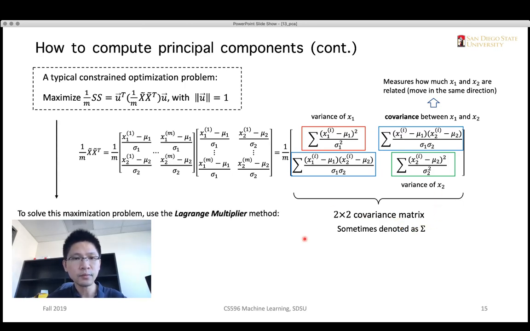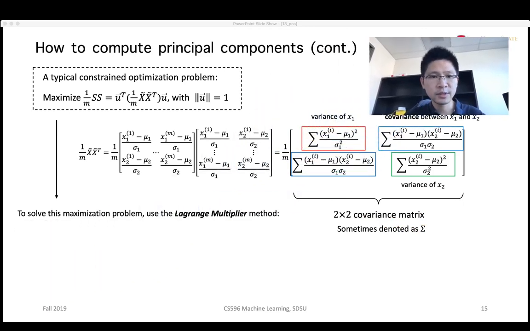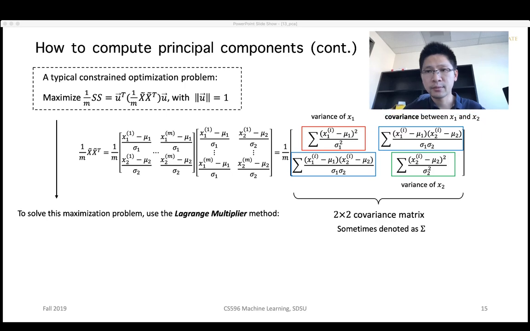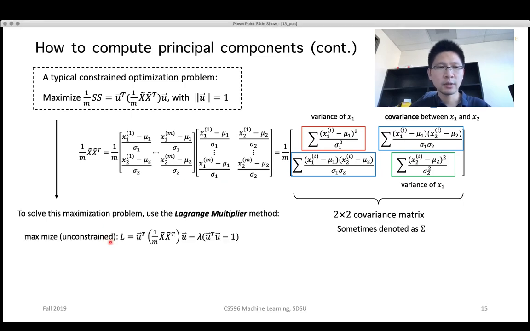Okay, now let's look at the problem. We want to solve this maximization problem, and how we solve it is to use the Lagrange multiplier, because the constraint is in a simple equation form. We can create a Lagrangian term and modify our optimization goal into this one. We convert the constrained problem into an unconstrained problem like this.